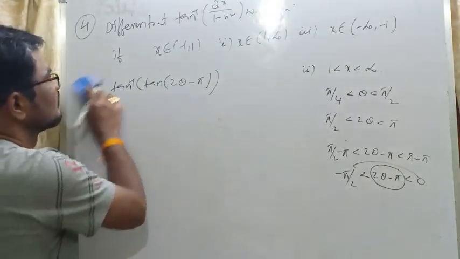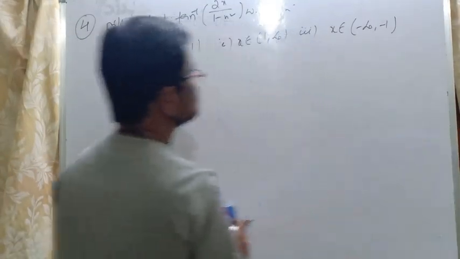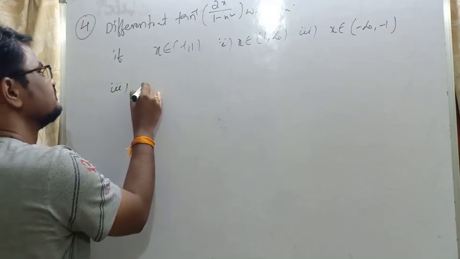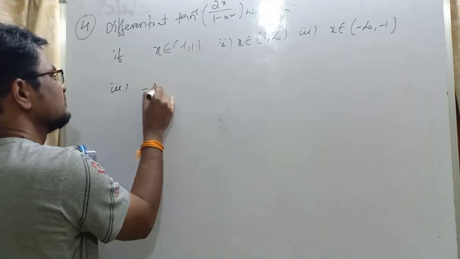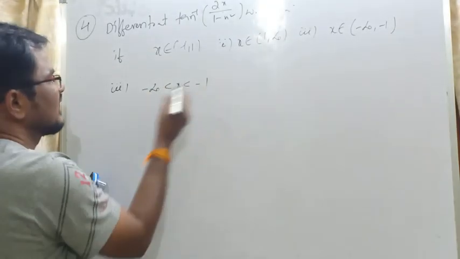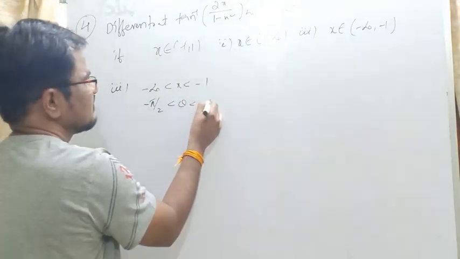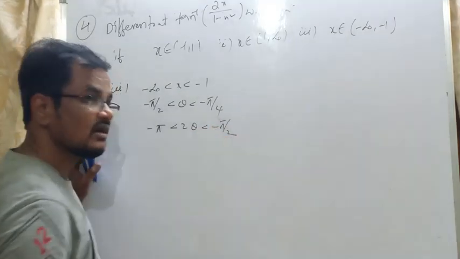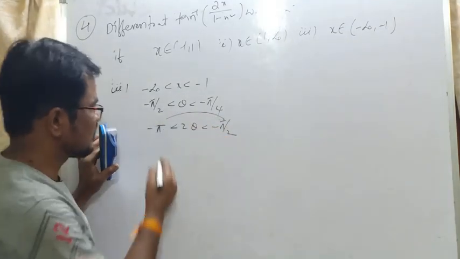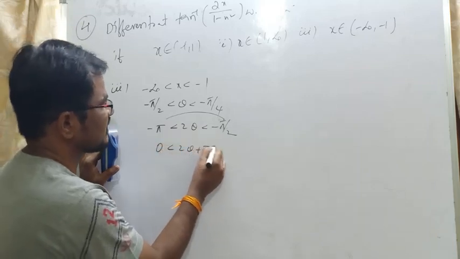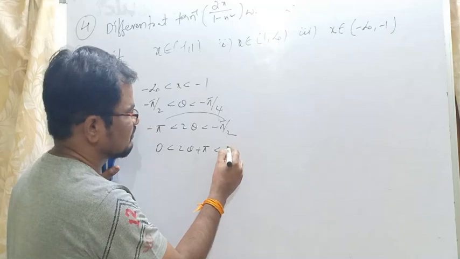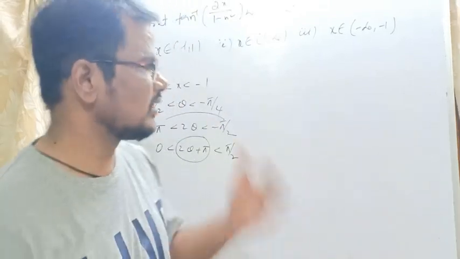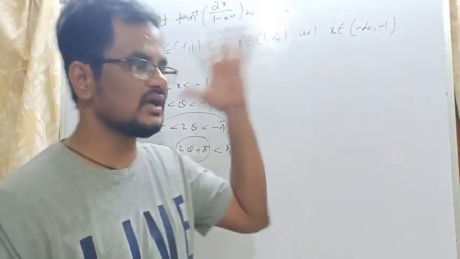Next, third one you take. If you take the third one, x belongs to minus infinity to minus 1, minus infinity less than x less than minus 1. Apply tan inverse, minus pi by 2 less than theta less than minus pi by 4. 2 theta minus pi less than 2 theta minus pi by 2. But it does not belong to the range of tan inverse x. So add plus pi, 0 less than 2 theta plus pi less than pi by 2. Once you observe 2 theta plus pi, which quadrant? Third quadrant. Tan is positive and 0 to pi by 2 belongs to the range of tan inverse x.